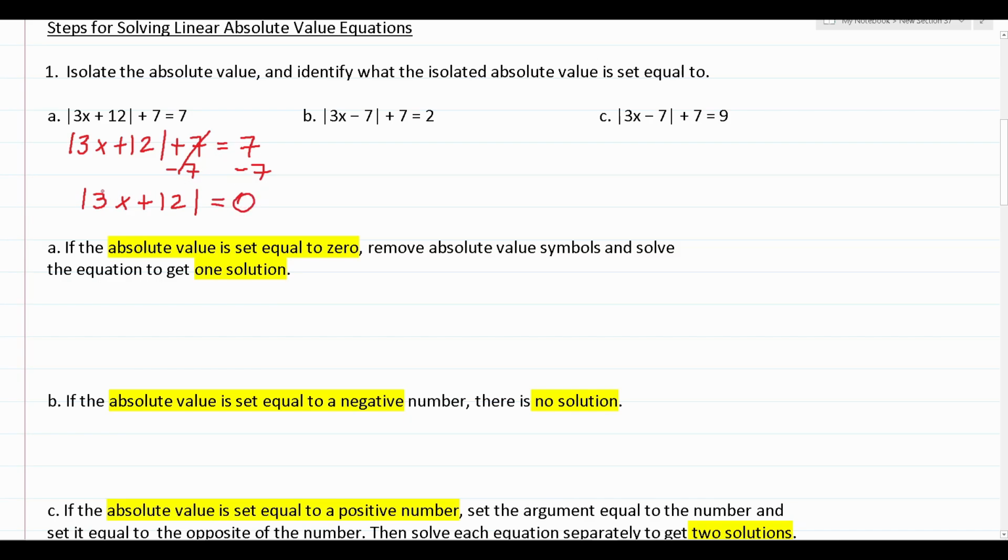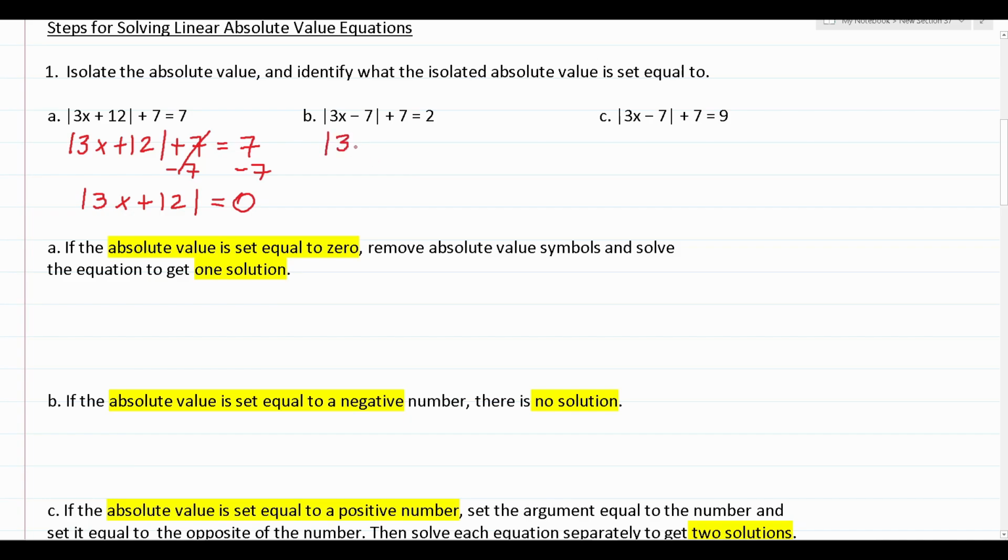So as you can see, we have our absolute value all by itself on one side of the equal sign, and we can see that this absolute value is equal to 0. Again, the second part of this first step is to identify what the isolated absolute value is equal to. In this case, it's equal to 0, and we're going to see how to approach that in just a few minutes. All right, let's work out this next one.